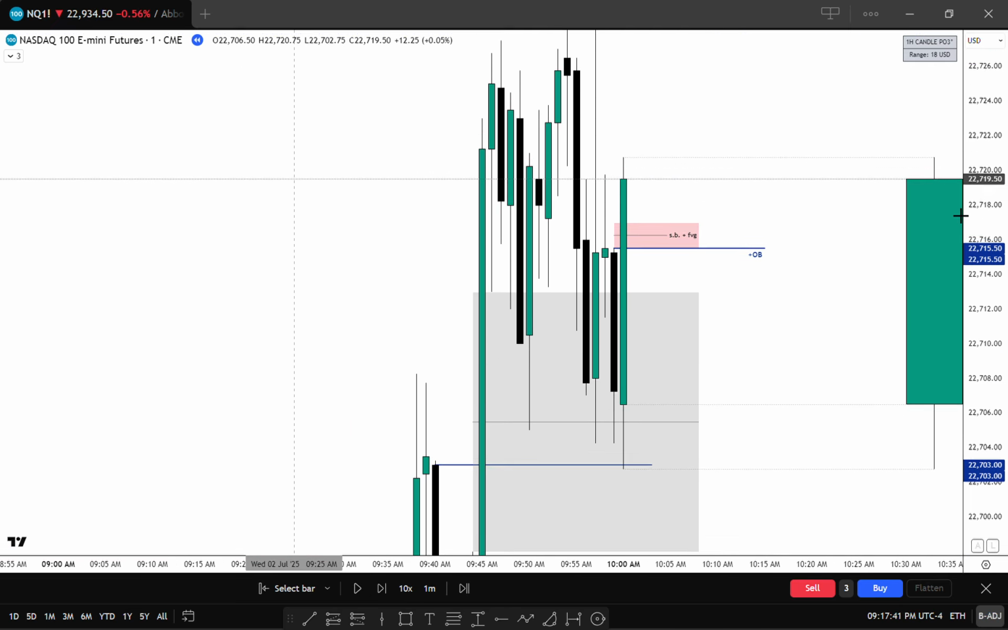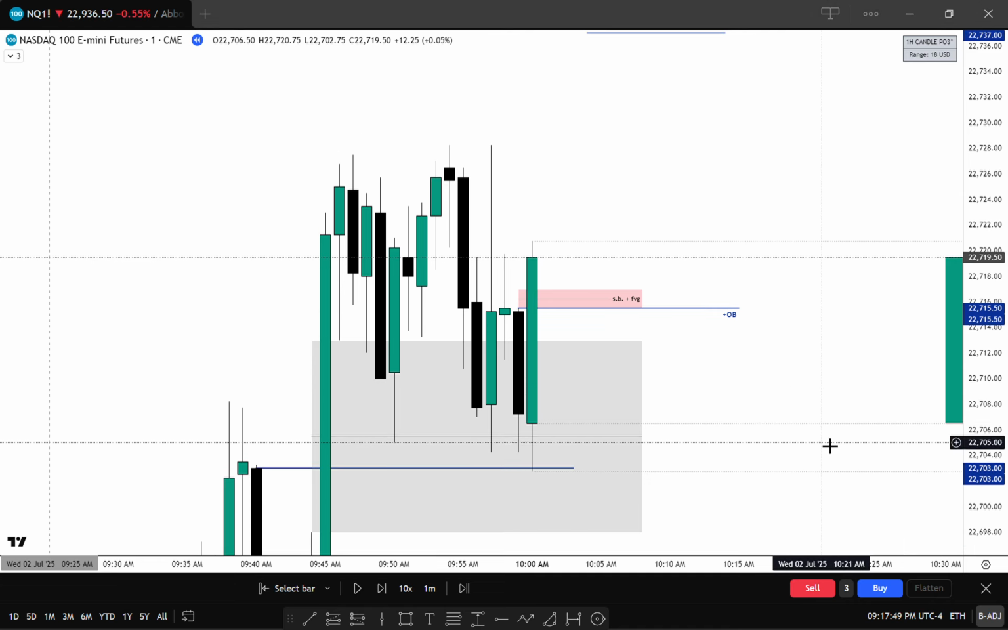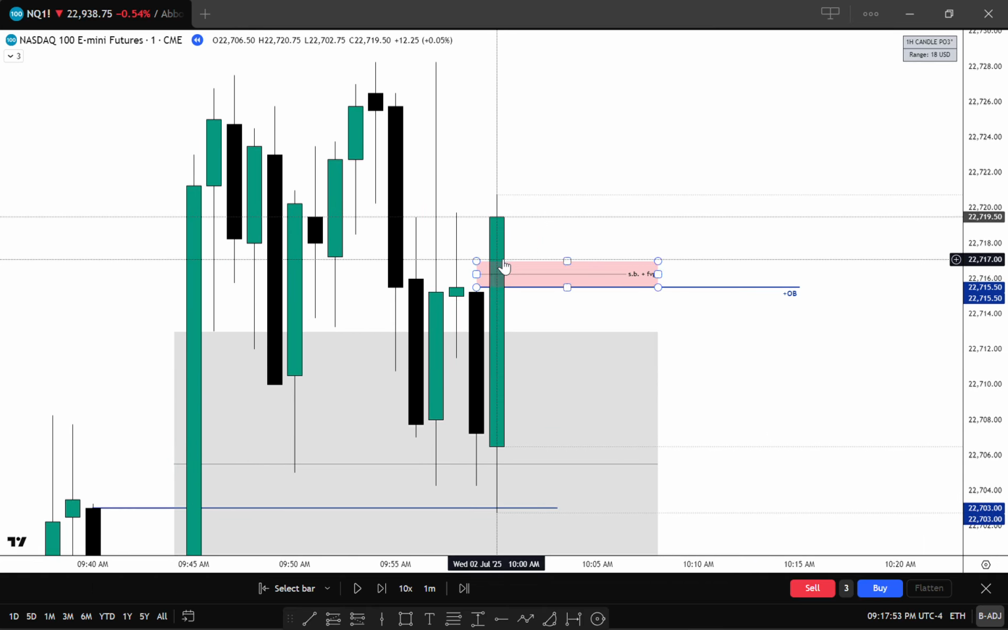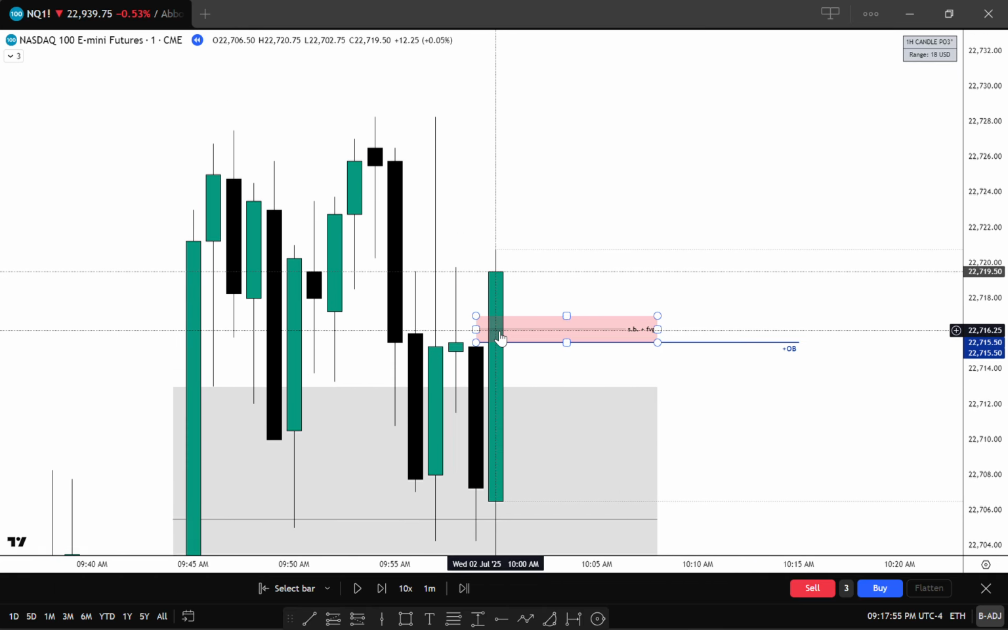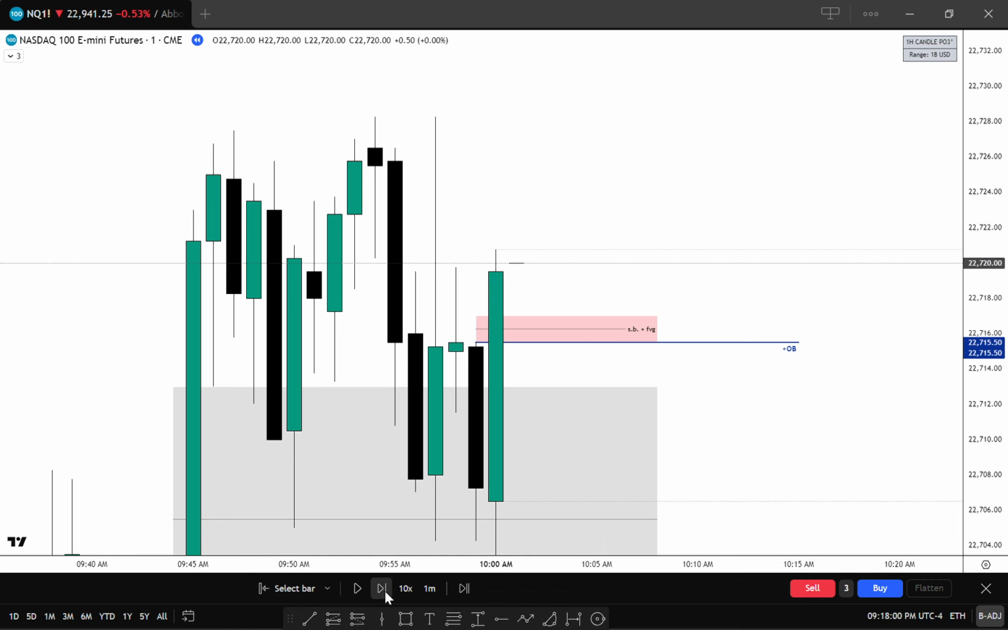Okay, if there's no questions, I will show you another entry that you could have caught. So this is obviously the 10 a.m. silver bullet model. Are we still going over news and how we can gamble that correctly? Yeah, we can go over it.